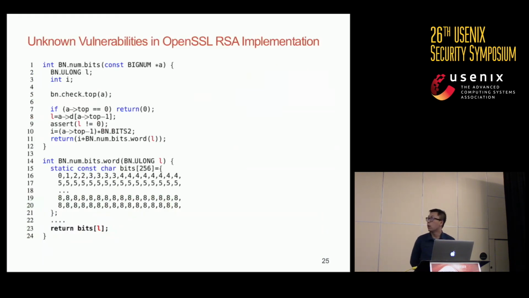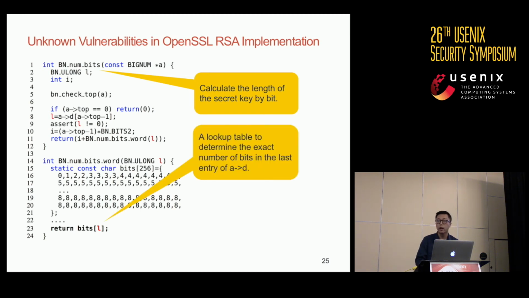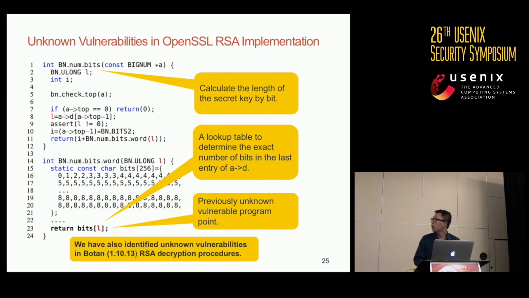Also, this is an unknown vulnerability identified by our work in the OpenSSL RSA. Essentially, this function tries to calculate the length of the secret key in bits, and to figure out the exact number of the last secret entry. It uses a lookup table, and it actually leads to a secret-dependent memory access. Yeah, it's an unknown one. And also we have found some unknown vulnerabilities in a C++ crypto system called Botan, in the RSA decryption routines.